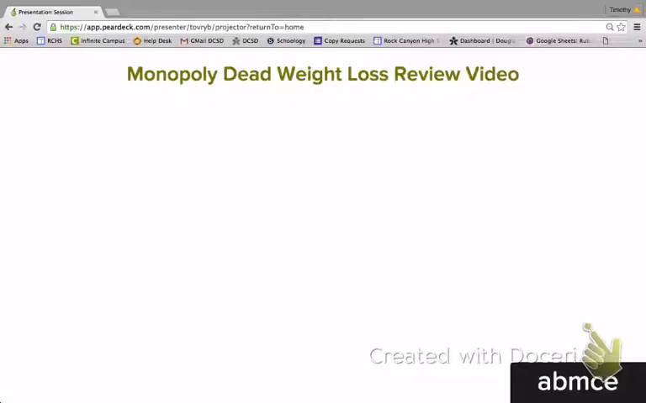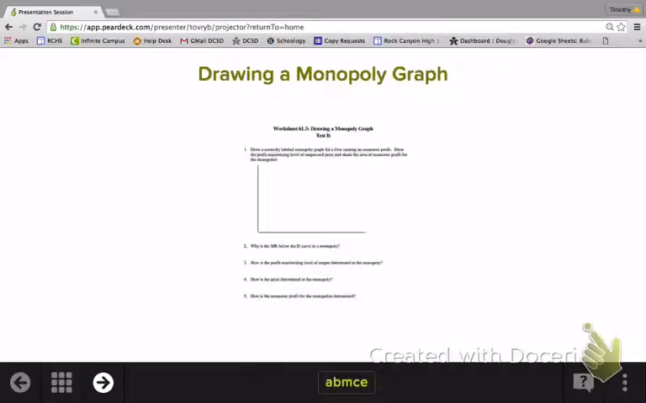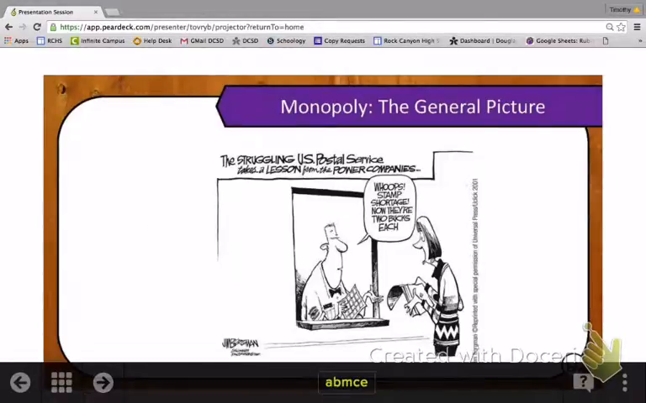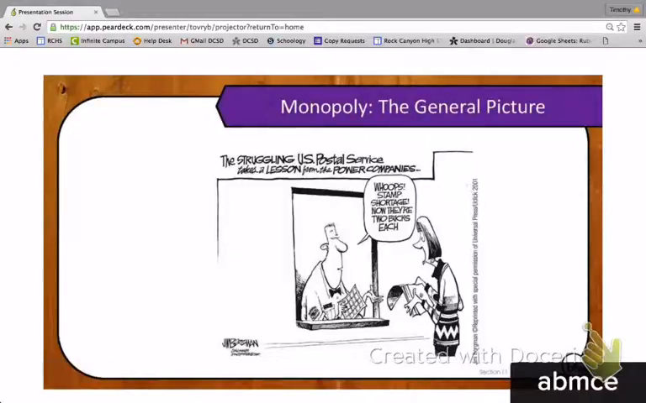Here's a video on monopoly deadweight loss review. Here's an activity we'll do in class on drawing a monopoly graph. Here's a cartoon that you can look at that shows the general picture under monopoly.